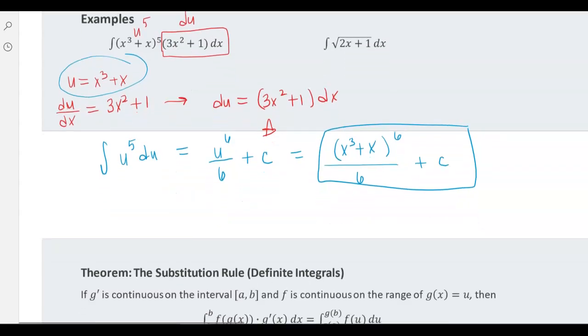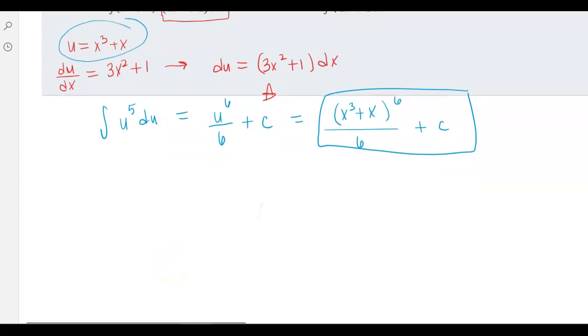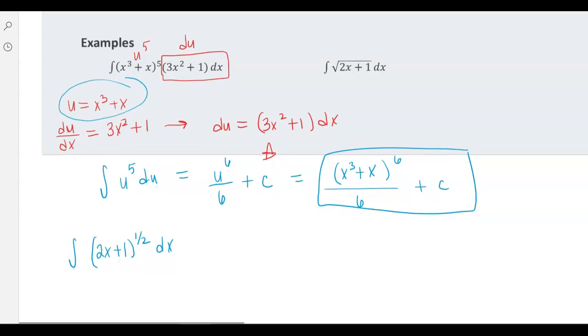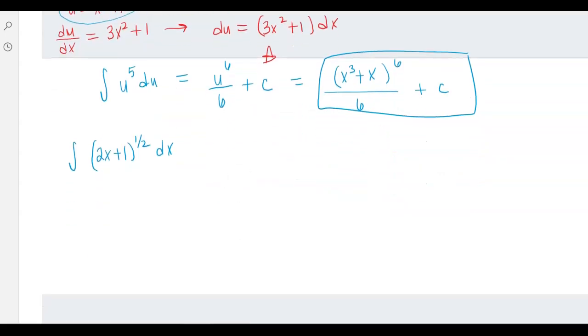All right, let's look at this second example. Let me make a little bit more room here. This one is a little different because as I look at it, I don't necessarily see the derivative sitting there like I did in the first one. So I've got the integral of, let's write it this way, 2x plus 1 to the 1/2 power dx. Well, in the example I did before, the item that was raised up to a power, that's what I did the substitution for. So maybe I'll try that same technique here.